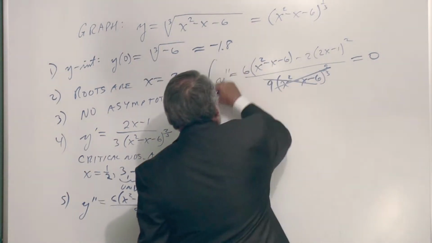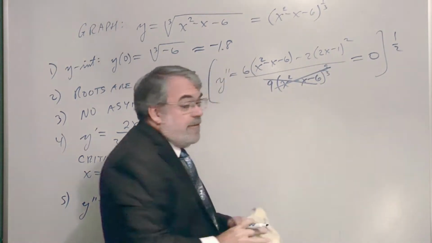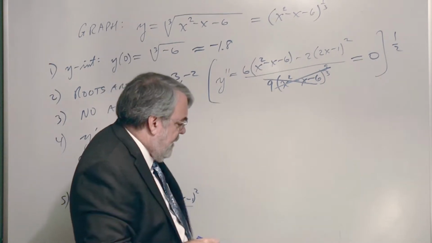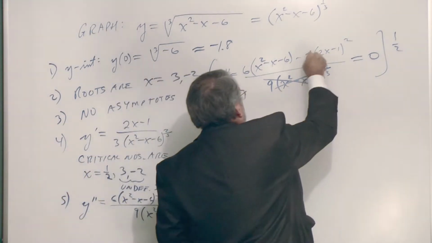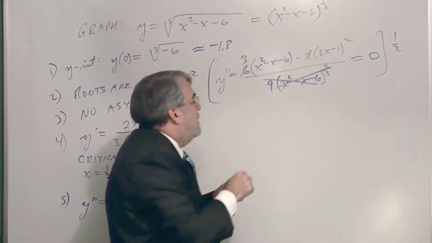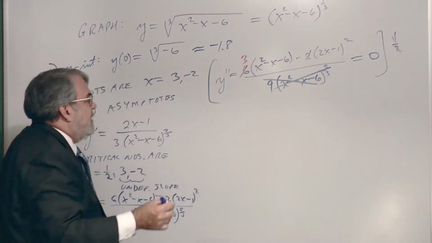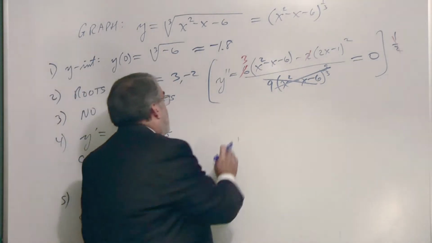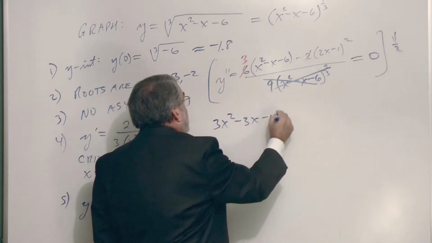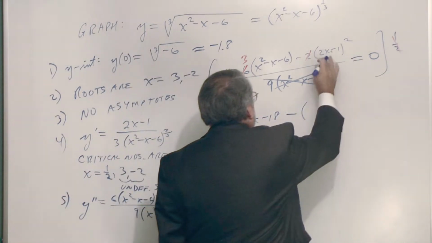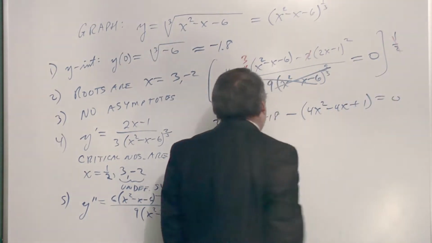If I divide by 2 or multiply by half, I'll cancel this 2 and that 6 will become a 3. Alright, when I do that, I'm going to end up with 3 here and nothing there. So that would make way more sense. On the right side, 0 times a half is still 0, so that doesn't change. Alright, now we'll try this again. So multiply this out. I have 3x squared minus 3x minus 18 minus parentheses, and we multiply that out as 4x squared minus 4x plus 1 equals 0.